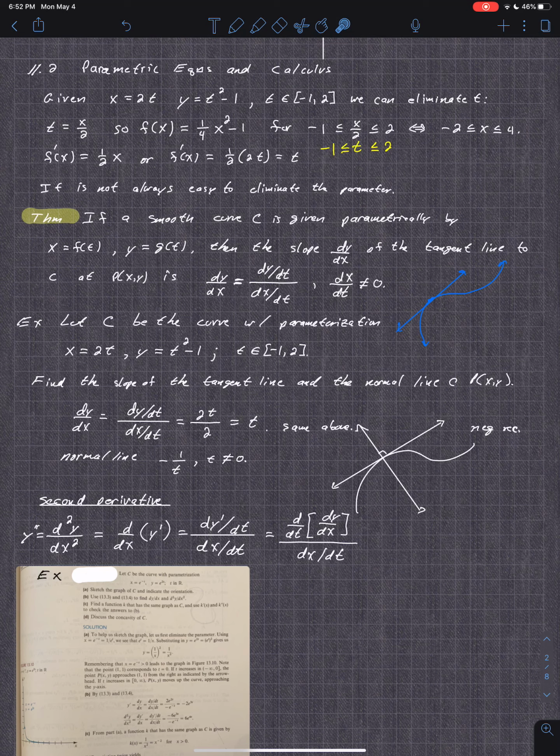Okay. One more section to go. Well, we got to define, we're going to go into polar coordinates, and then graphs of polars, and then that's it.